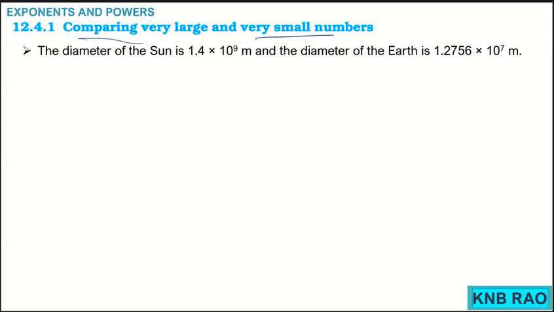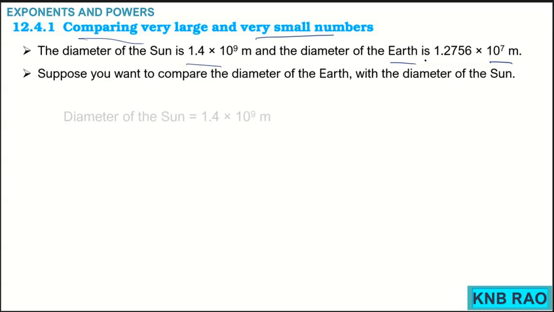Now watch, the diameter of the sun is 1.4 into 10 power 9 meter, whereas the diameter of the earth is 1.2756 into 10 to the power 7 meter. Now which is bigger? Is the sun bigger or the earth bigger? Certainly the sun is bigger, because the power of 10 is 9, which is bigger than the power of 10 being 7. So that is how we compare.